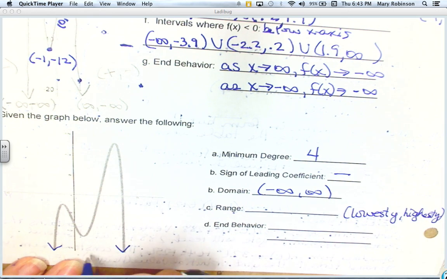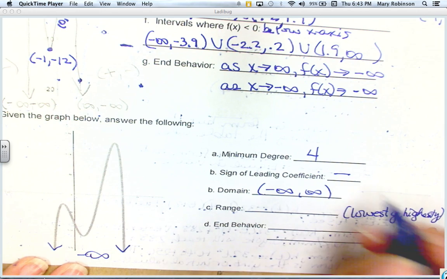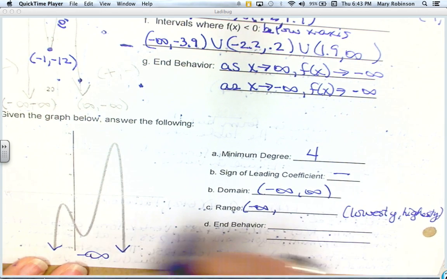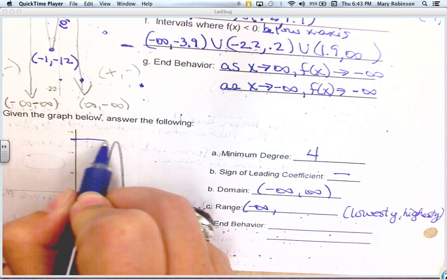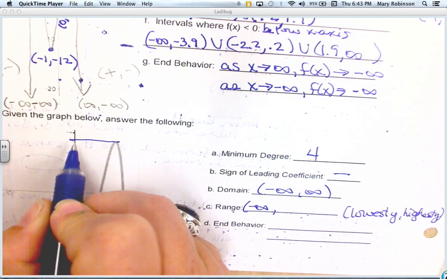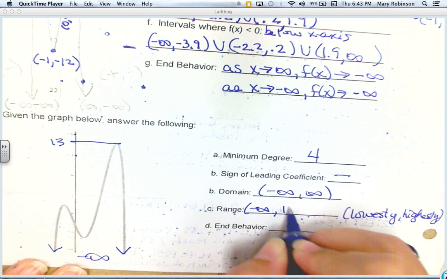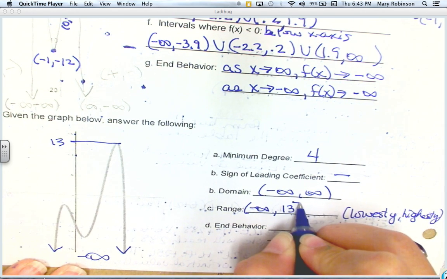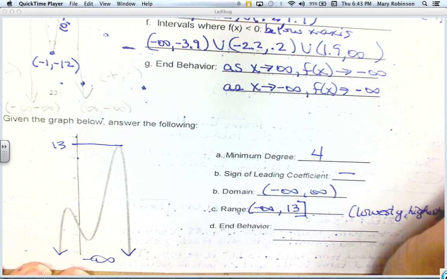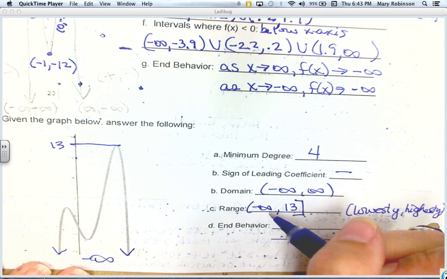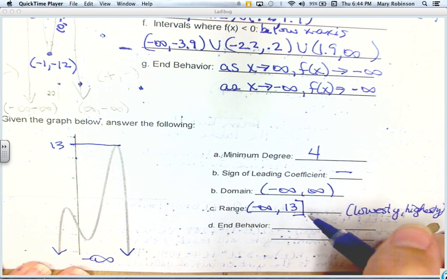Our lowest y is down here at negative infinity. Our highest y appears to be, if this is 10 and that's 15, that looks like it's about 13. You may have something close to that, as long as it's reasonable. And it does include, so we need to close with a bracket. So our range is negative infinity to 13 inclusive.